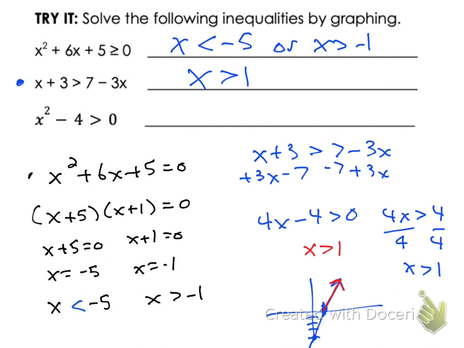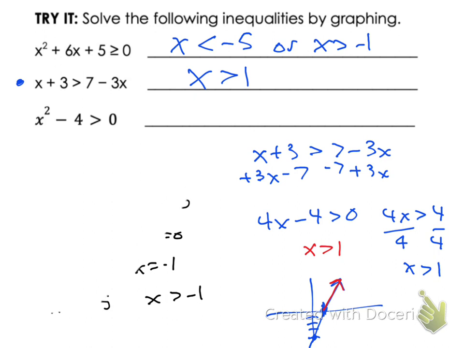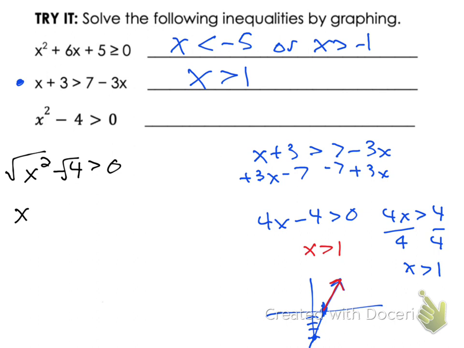Minus 4. So again, we can graph that. You can make a table. A couple of different ways to do it. Do you remember doing difference of squares? Yeah. What's the square root of the first term? X. What's the square root of the second term? 2. You can't do that because it's negative. The only time you can do it is because it's negative.